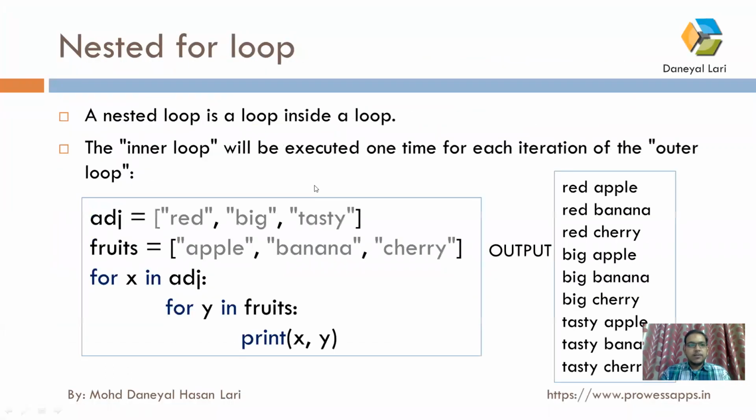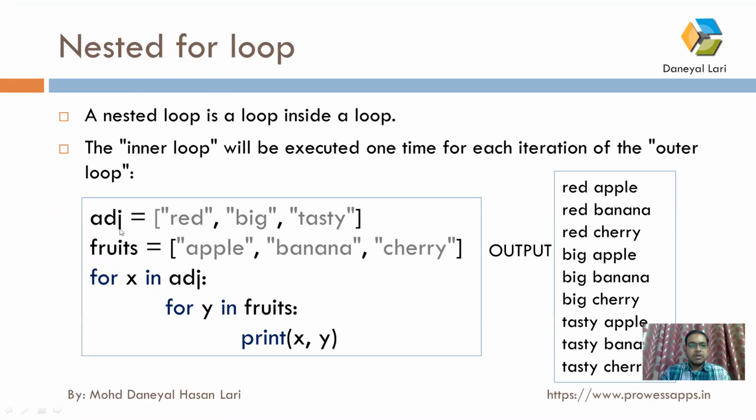Next is the nested for loop. As we have already seen how to use the nested while loop, nested for loop means a loop within a loop. So a nested loop is a loop inside a loop. The inner loop will be executed one time for each iteration of the outer loop. So just look at the example here.